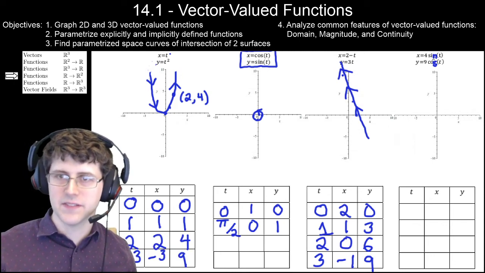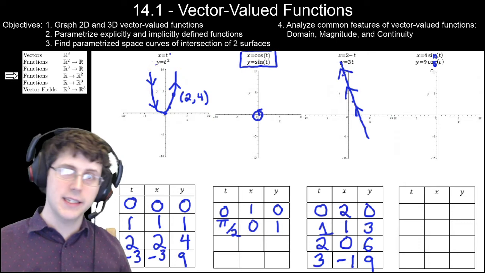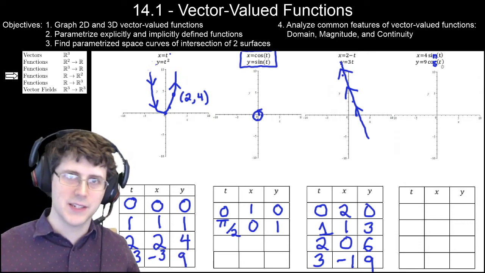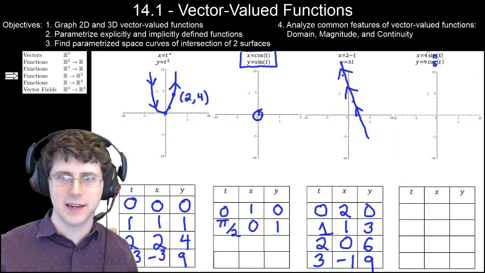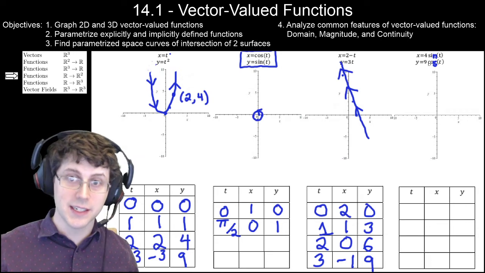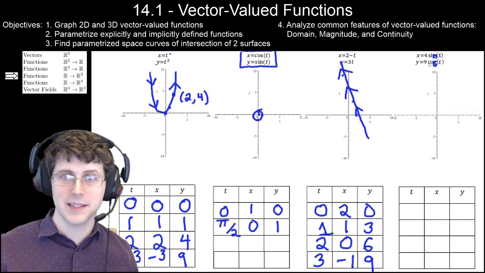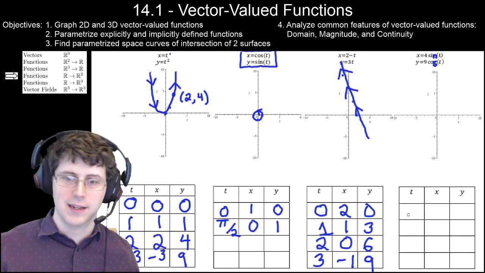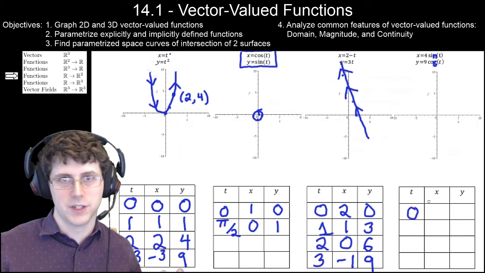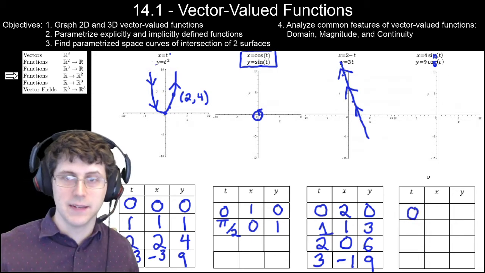Over here, x is 4 sine t, y is 9 cosine t. You can tell because there's a sine and a cosine that there's going to be some kind of oscillation, and maybe this is some kind of circular object, but the 4 and the 9 tell you that things will be a little bit stretched out. If you don't know for sure what the shape is, you just plug in a value of t.